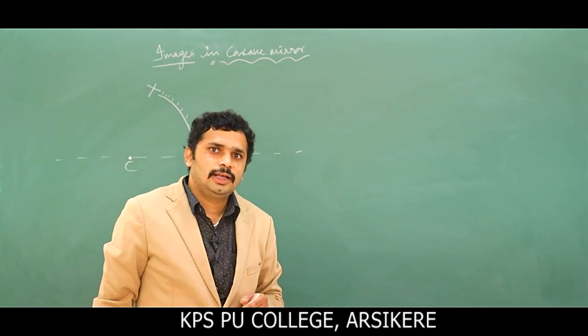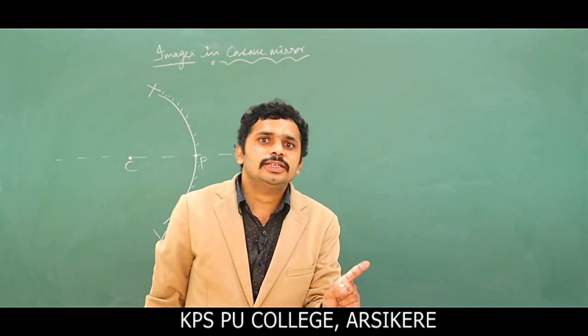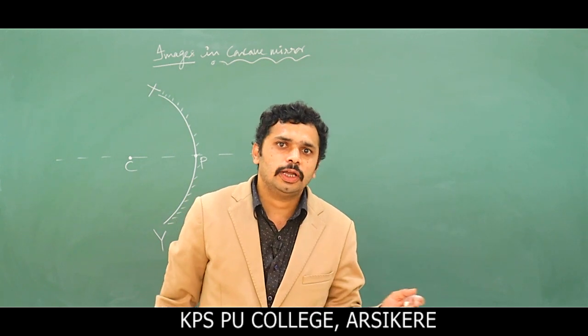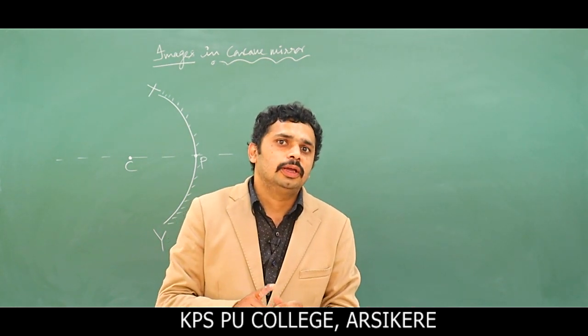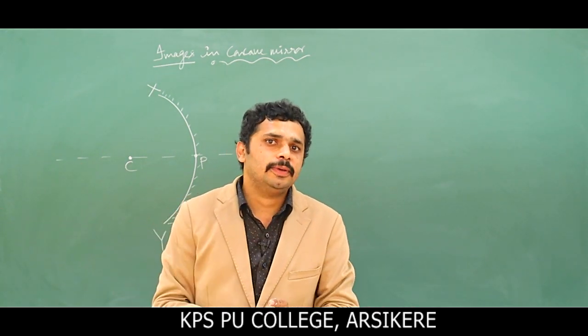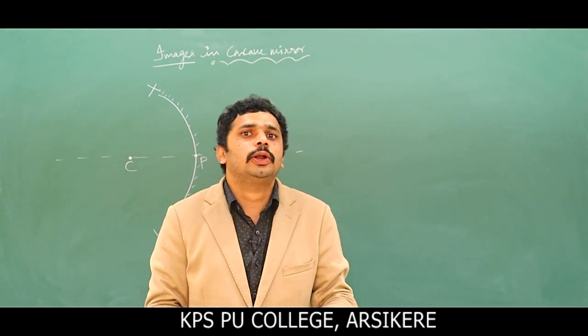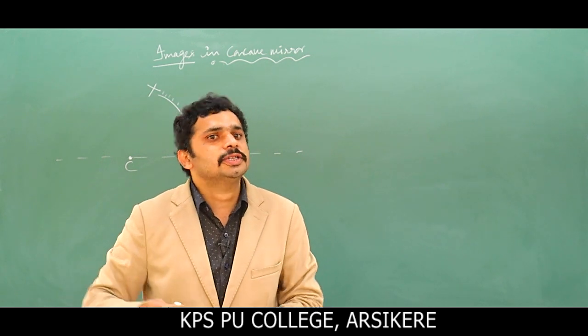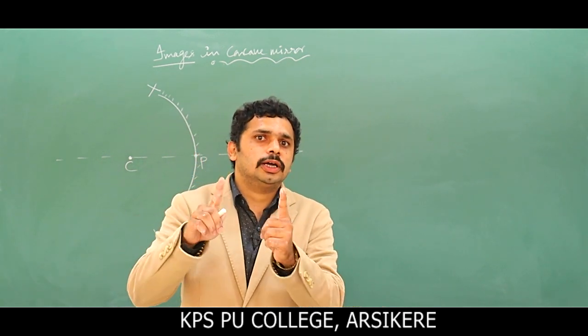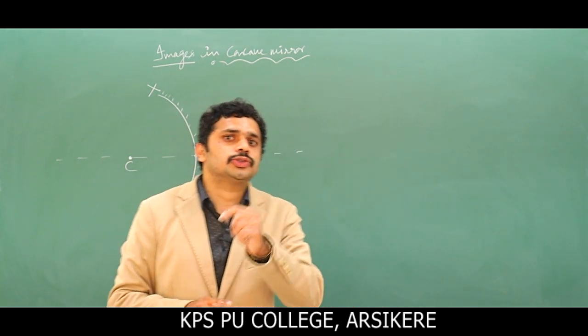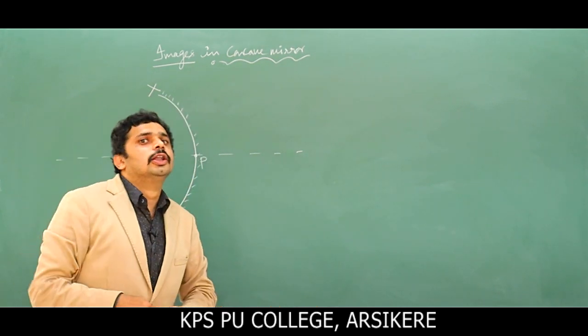Dear students, let us discuss the images in a concave mirror. We know that in a concave mirror we produce a real and inverted image. It also depends on the position of the object. We can also produce a virtual and enlarged image. I already showed the real and inverted image. Now I am going to show the virtual and enlarged image.